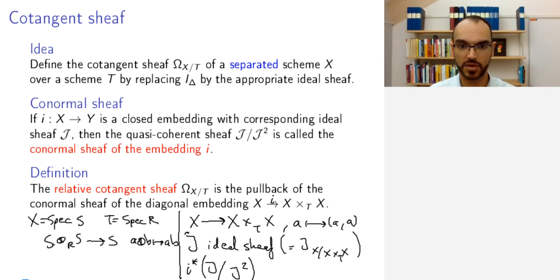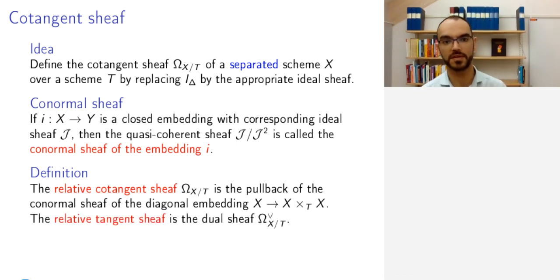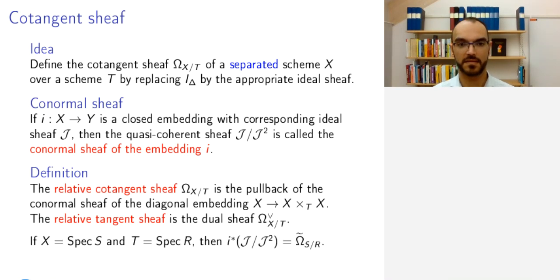And the ideal sheaf corresponds to the ideal I delta that we had before. And so we get exactly the definition we had before. This defines the relative cotangent sheaf, and we define the relative tangent sheaf as its dual. So both are sheaves of modules. As I just mentioned, in the affine case, we get exactly the Kähler differentials we had before.